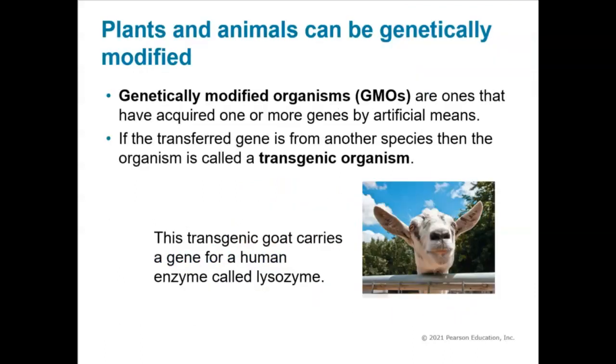Both plants and animals can be genetically modified. Genetically modified organisms, GMOs, are ones that have acquired one or more genes through artificial means. If the transferred gene is from another species, then the organism is called a transgenic organism. So this transgenic goat right here carries a gene for a human enzyme called lysozyme. And we'll talk a little bit in a few slides about why researchers did that.